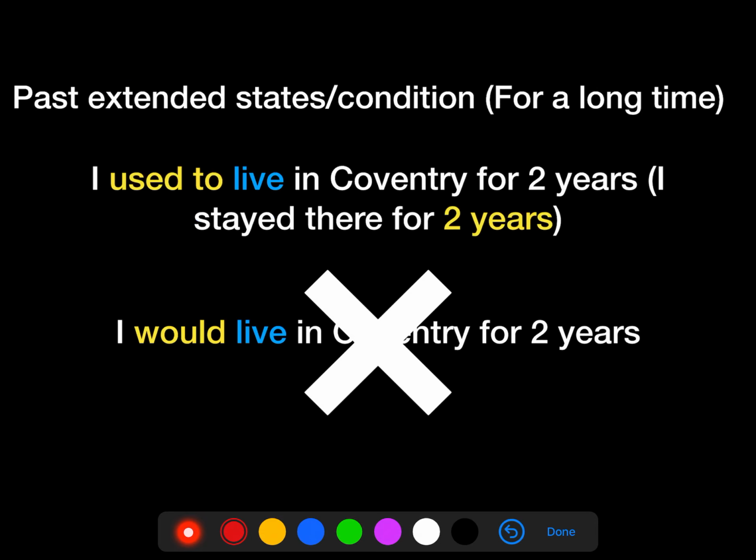Okay, but what about past extended states and condition? When you want to describe someone like yourself, or the person itself, we cannot use would. So let's have a look at the example here. I used to live in Coventry. So this person is talking about himself or herself. I used to live in Coventry for 2 years. So I stayed there for 2 years.